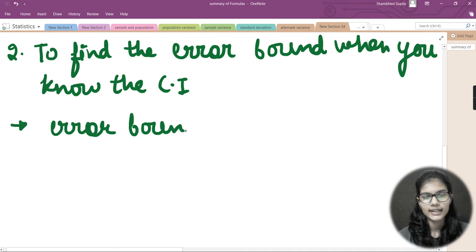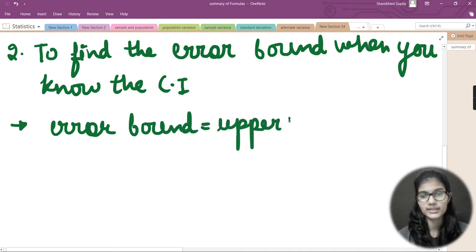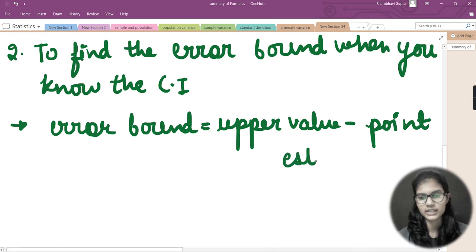That is, error bound is equal to upper value minus point estimate. So error bound is equal to upper value minus point estimate.